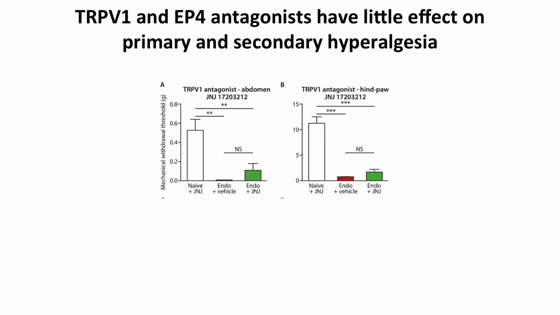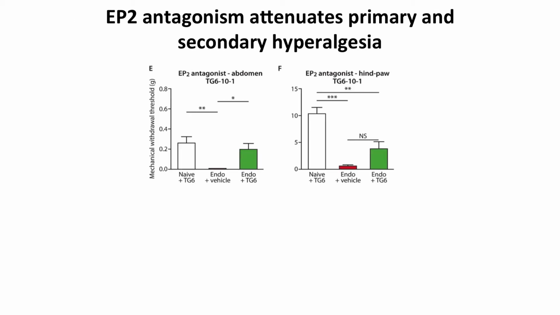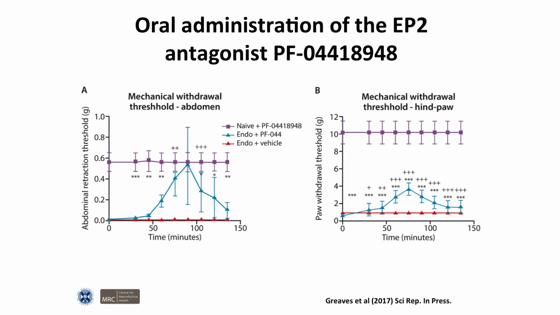And we found that TRPV1 did not rescue the pain state when von Frey filaments were applied to either the abdomen or the hind paw. We then went on to use an EP4 antagonist, and again this had no significant effect in altering the pain state in mice with endometriosis. Next we used an EP2 antagonist, and this time we saw a significant attenuation of the pain state.